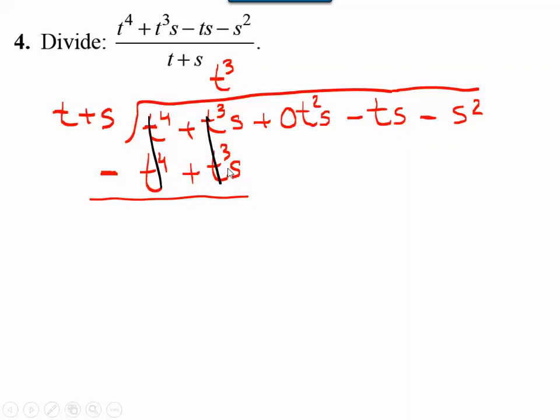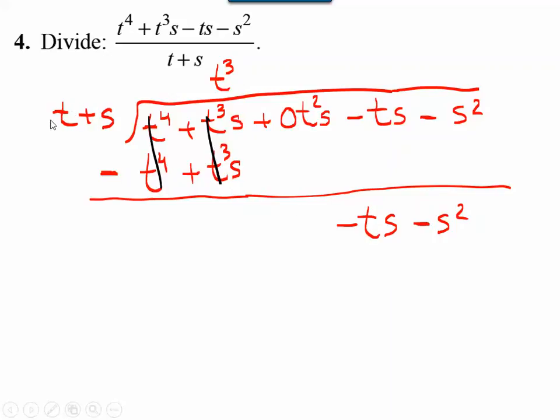Okay, then we go to this one, but this one just has a 0 in front of it, so technically this is nothing. We just use it as a placeholder, right? So that means the next term really is this one all the way over here. So we're going to bring down a minus ts and a minus s squared. That's the next term really on the list. Alright, so go back over here. Let's start over again here.